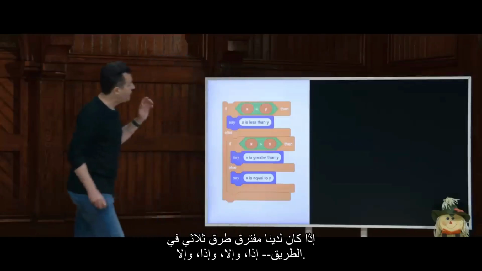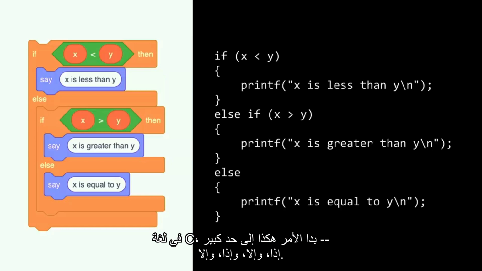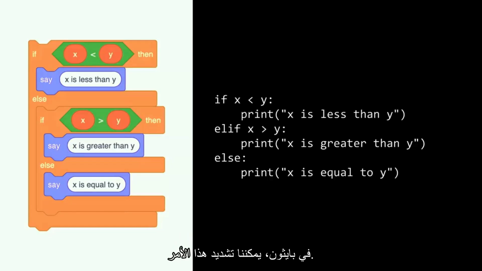How about in Scratch? If we had a 3-way fork in the road, if, else, in C, it looked pretty much like that. If, else. In Python, we can tighten this up. And this is not a typo.